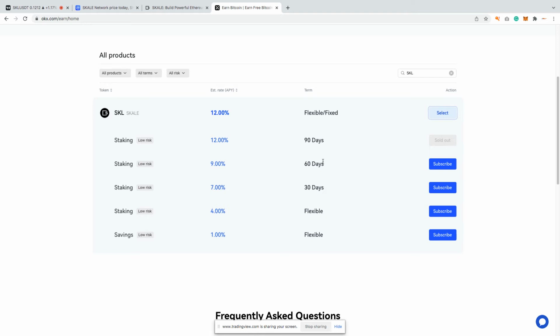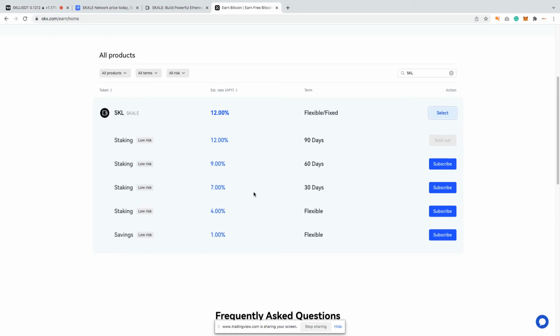These are fixed staking. There's a flexible staking. So the flexible one, you can see the return is quite low. Now, the first one, you have to allow this time to pass before you can unlock your coin. But the flexible one, you can easily unlock your coin anytime.